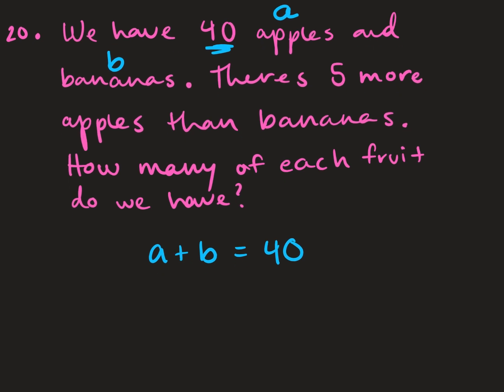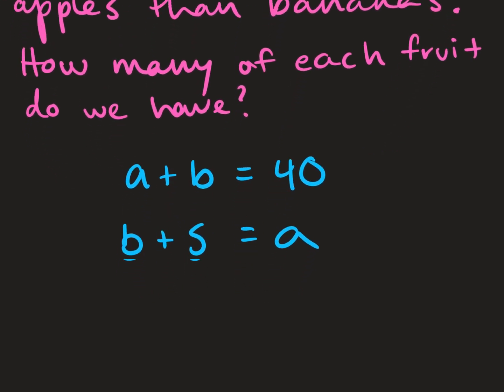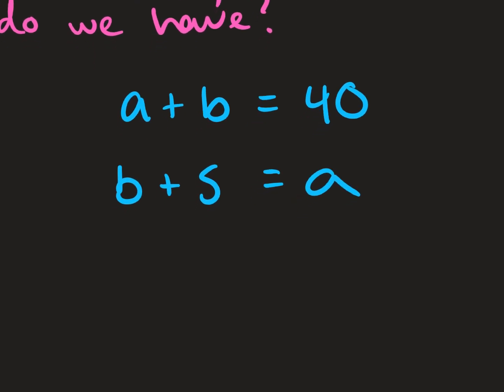We have 5 more apples than bananas. So the second one, I would have to say bananas plus 5 is equal to apples. So whatever the amount of bananas we have, if you add 5 to that, that would give us our number of apples. Now that we have 2 equations, how would you want to solve? Using substitution or elimination? Substitution. Because I have an A equals, I can take that and substitute it into what?